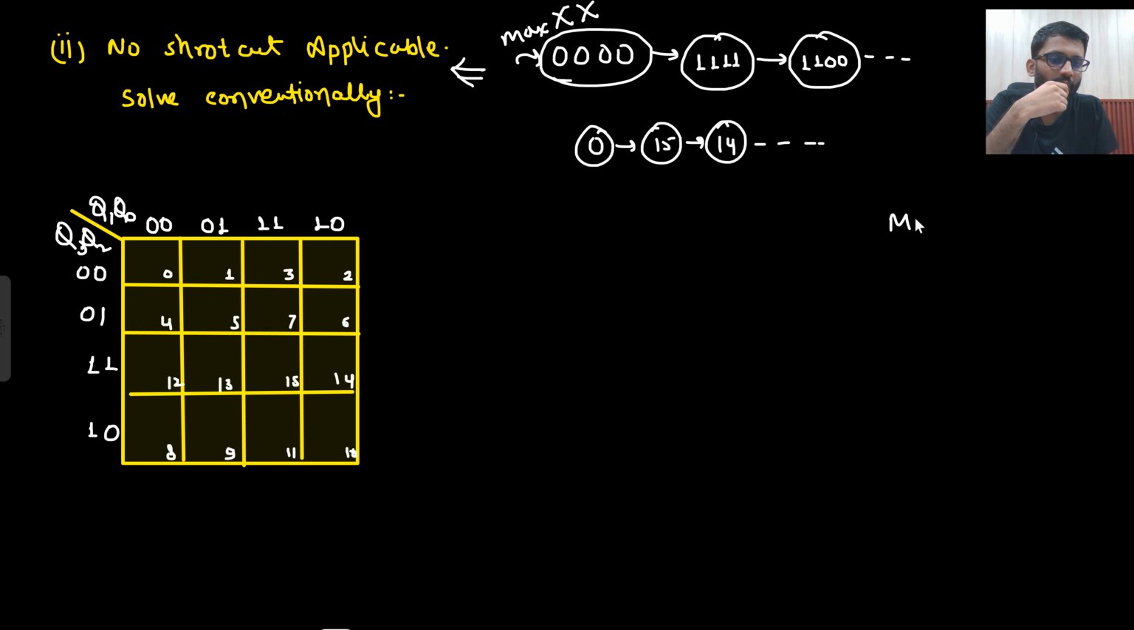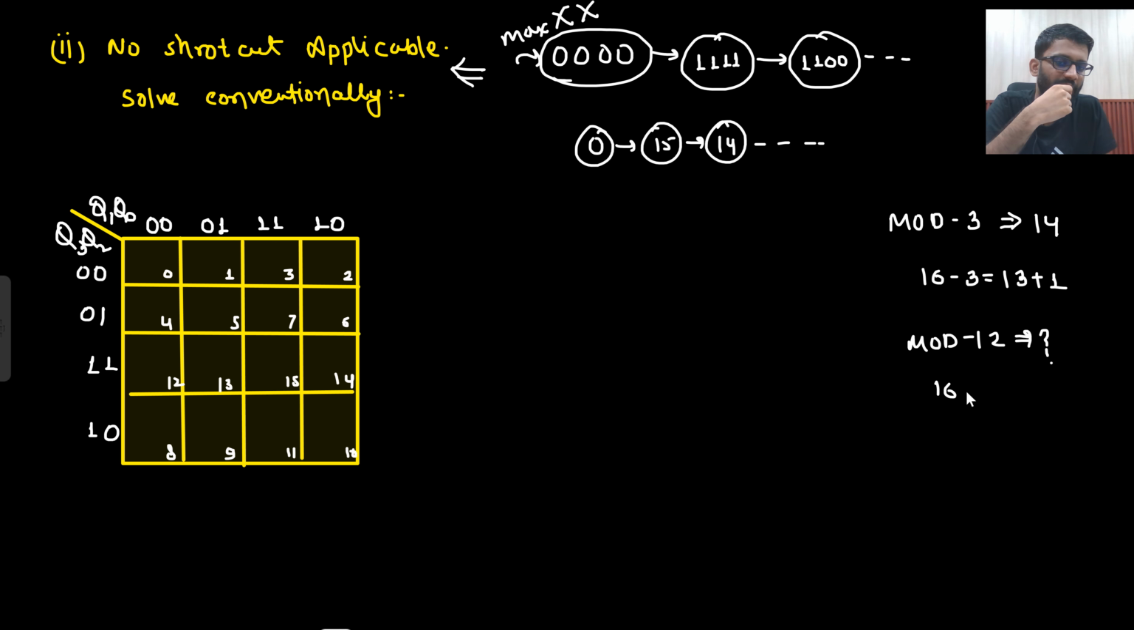If I was designing a mode 3 counter, then my final state was 14. How can I get that? 16 minus 3 will give me 13, plus 1. If I am designing a mode 12 counter, what will be my final state? 16 minus 12, what am I getting? 4, plus 1. That will be my final state. So my final state will be 5.